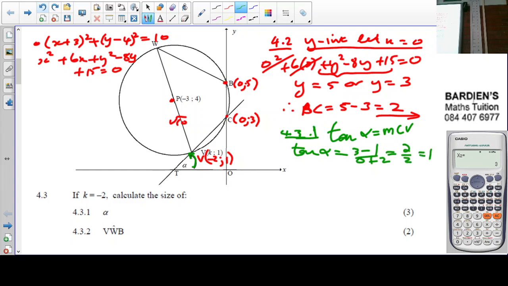1. So arc tan of 1, shift tan of 1, arc tan of 1 is going to be 45. Arc tan of 1, that's coming from your special triangles, special angles. So that gives me 45 degrees. So this angle here is 45 degrees.